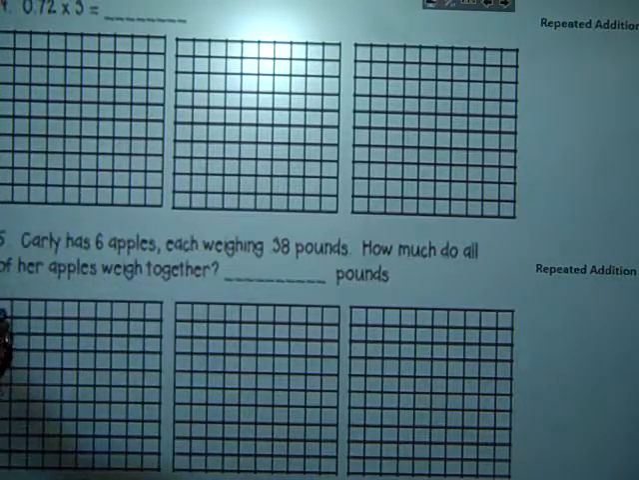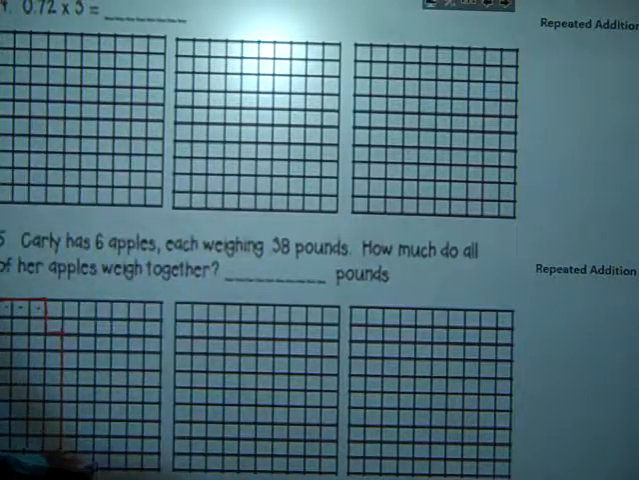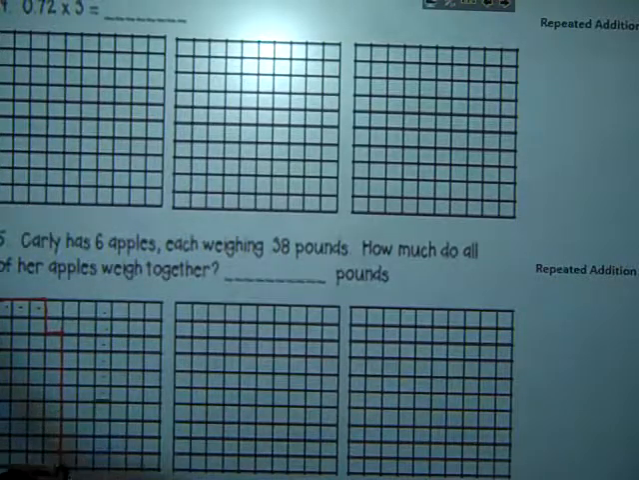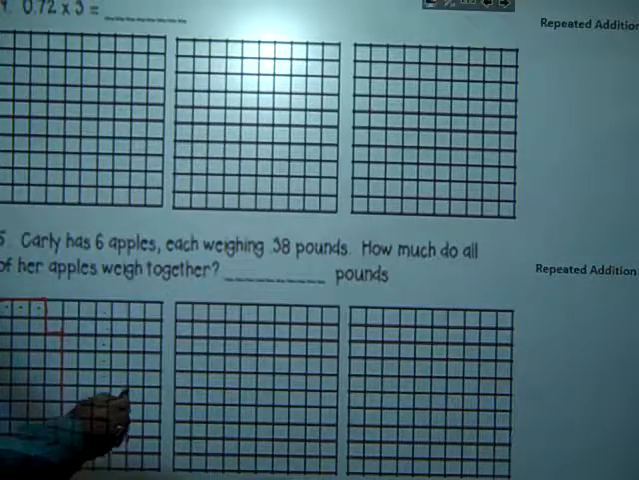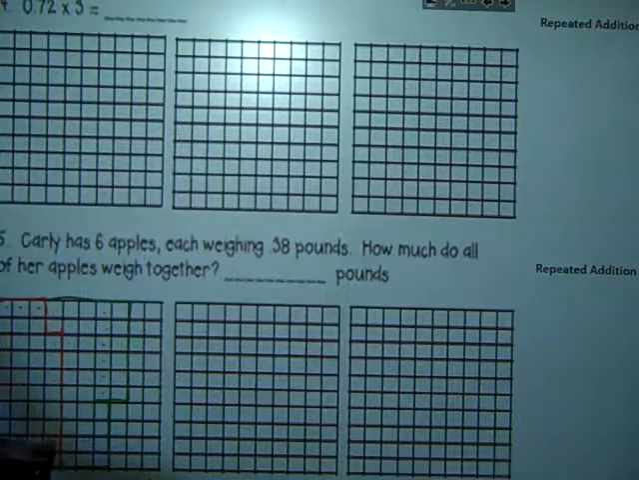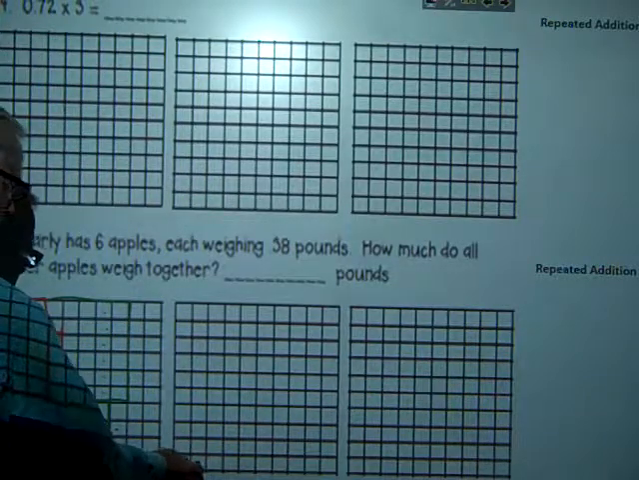If I shade in 10, 20, 30, 8, there's 1 time. And I shade it in again, that's 10, 20, 30, 31, 32, 33, 34, 35, 36, 37, 38. There's 2 times, and I shade it again, 10, 20, 30, 31, 32, 33, 34, 35, 36, 37, 38.